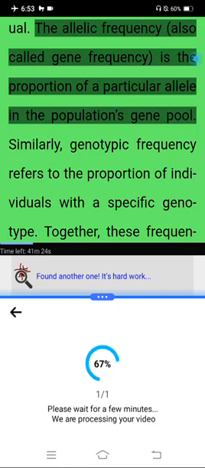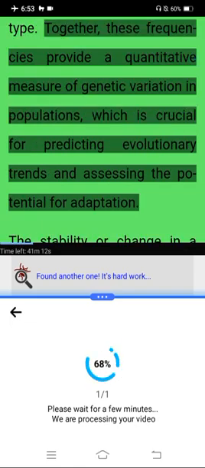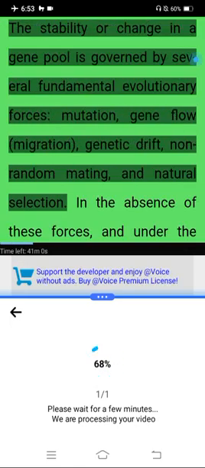The allelic frequency, also called gene frequency, is the proportion of a particular allele in the population's gene pool. Similarly, genotypic frequency refers to the proportion of individuals with a specific genotype. Together, these frequencies provide a quantitative measure of genetic variation in populations, which is crucial for predicting evolutionary trends and assessing the potential for adaptation.